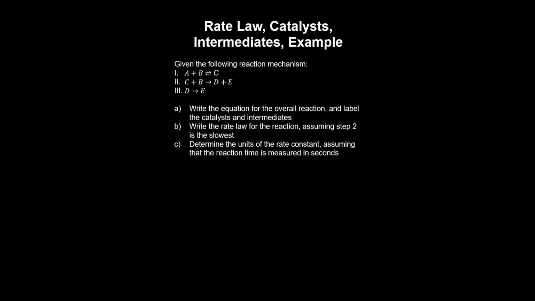Given the following three-step reaction mechanism, write the equation for the overall reaction and label the catalysts and intermediates. So if we add the molecules on the left and right, and cancel out those that appear on both sides, we obtain the following overall reaction.